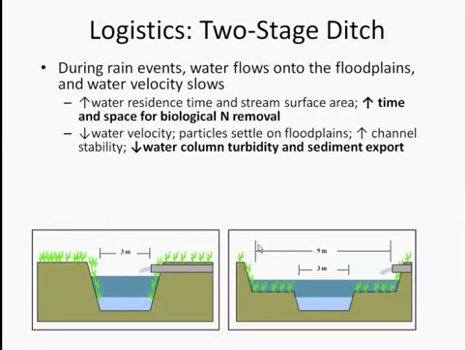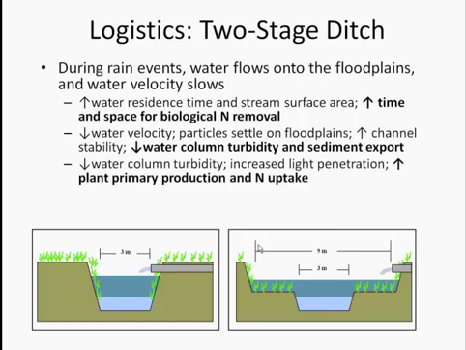Another thing that the two-stage ditch does is as it decreases water velocity, particles can settle out on the floodplain. That can remove some of that sediment that's in transport, but also the fact that we've increased channel stability means we've decreased a source of sediments to the water column. And the result of this is a decrease in water column turbidity and also a decrease in sediment exports. And that's important on its own.